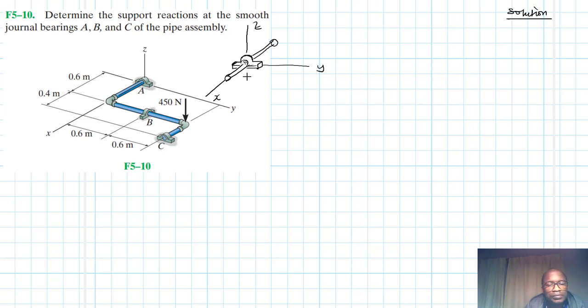If you are to write the reaction forces here that you expect, if this point is A, of course, you say this is your AZ, and then you say this is your AY. It is free to move in the X direction, and then you also expect some couple moments there. You have MZ, and you also have MY.